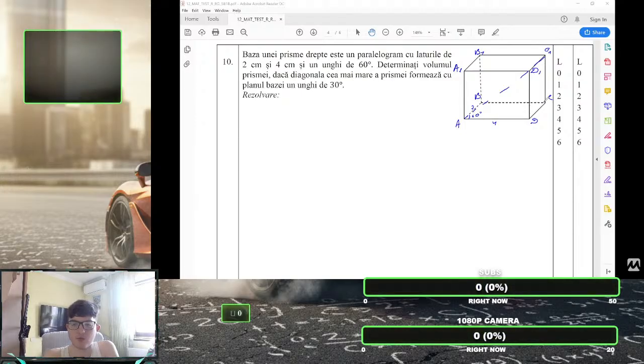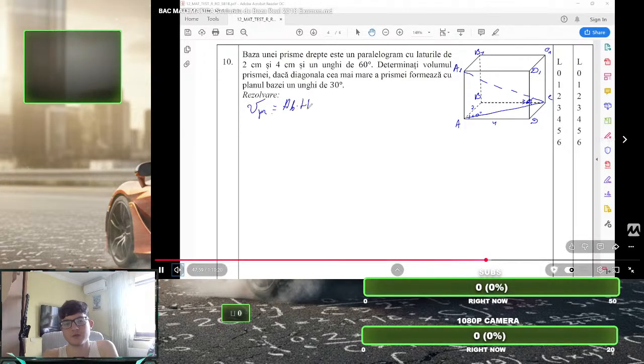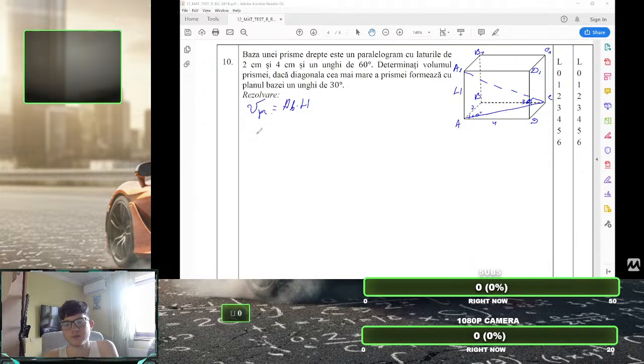Basically gotta write down the formula of the volume. And you have to understand what you have to find, like the height of this. He decided to draw the diagonal from a different perspective. 30 degrees right there. Okay, so volume, that's the formula. Area of base times height, and area of base is just 2 times 4 should be that.